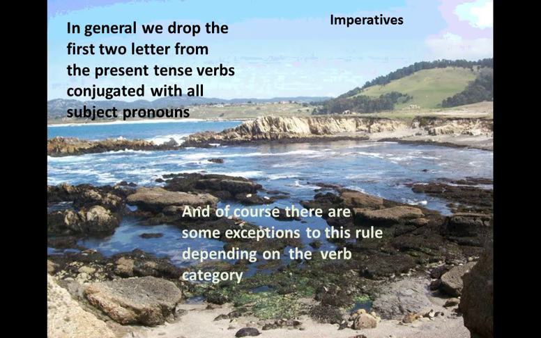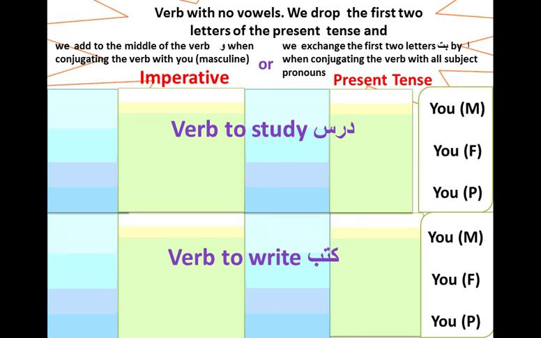Today we'll talk about imperatives. In general, we'll drop the first two letters from the present tense verbs conjugated with all the subject pronouns. And of course, there are some exceptions to this rule depending on the verb category. A verb with no vowels, we drop the first two letters of the present tense.